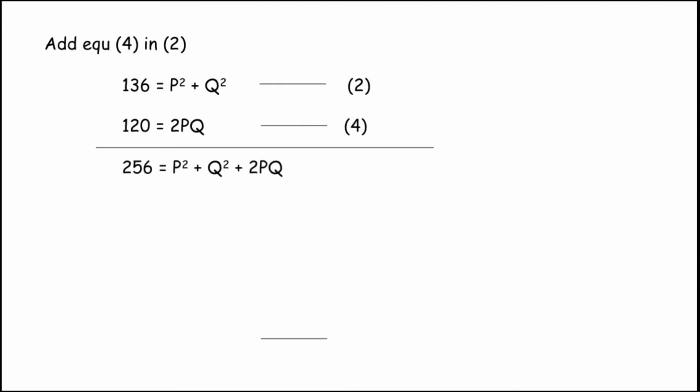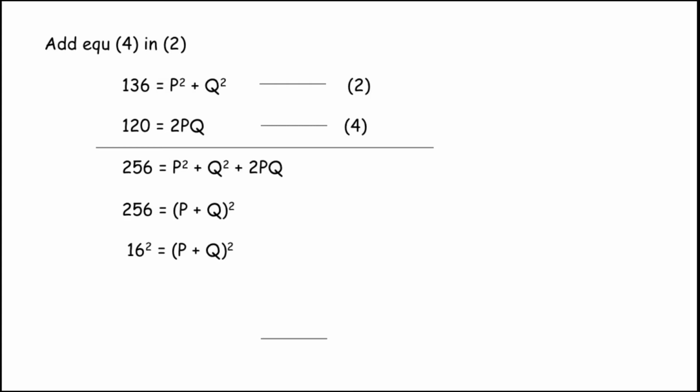So we added 136 plus 120, which is 256, and the value of p square plus q square plus 2pq. Now we have the value of p square plus q square plus 2pq, so it is (p plus q) whole square, and we know 256 is the value of 16 square. So I take that as 16 square equal to (p plus q) whole square.